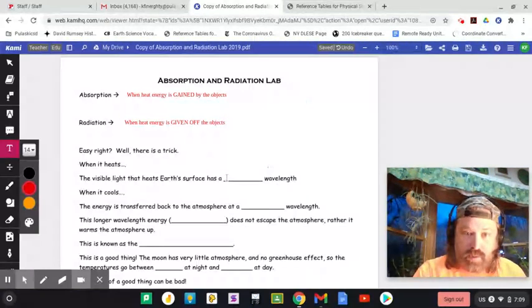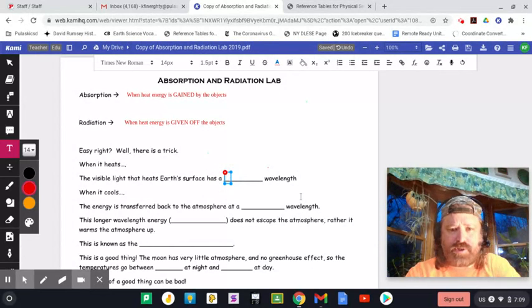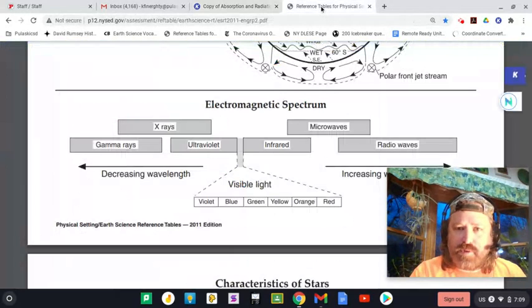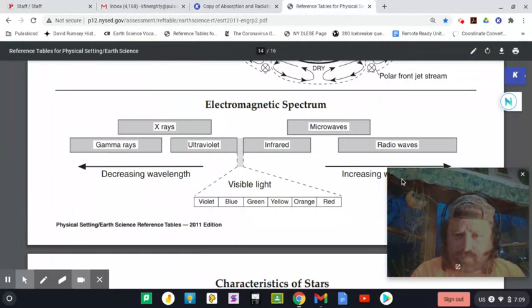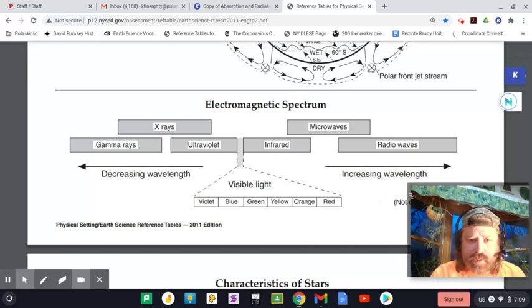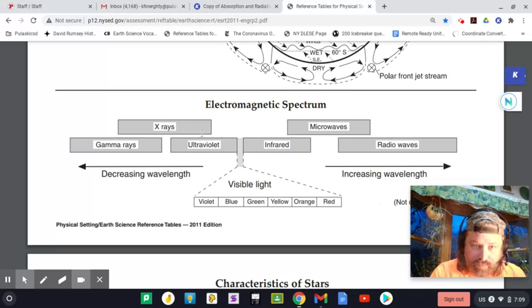When it heats, the visible energy that heats Earth's surface has a shorter wavelength. So what I'm going to do over here is pop over to your Earth Science reference tables and shrink my head down a little bit. Energy that's coming into our planet is going to be clearly visible light because you can see when the sun's out, right? But also over on this ultraviolet side. Now think about that. You've seen sunglasses with ultraviolet protection, sunblock, ultraviolet protection. We're always talking about that, right? So the energy coming from the sun has a lot of these UV rays.